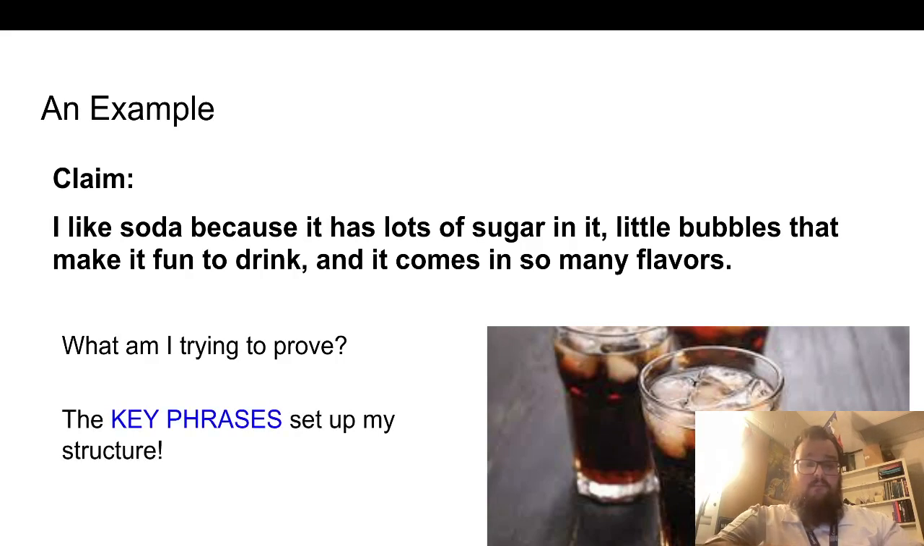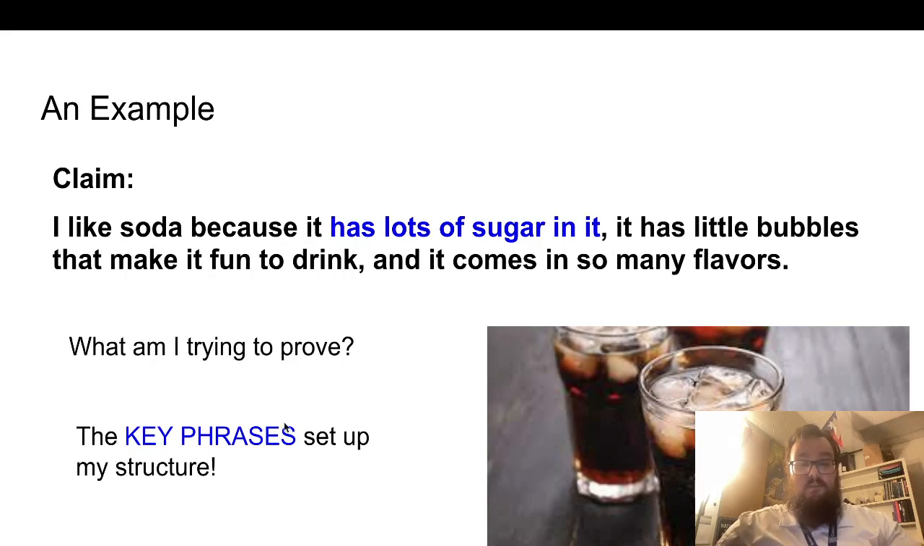And the key phrases here are going to set up the structure of my essay. My first key phrase is, it has lots of sugar in it. So as a reader, I'm going to expect an entire paragraph about sugar in soda, right? And you can already start writing that paragraph in your mind. You might have to look some stuff up, and that's okay. As we'll see, you're allowed to look stuff up.